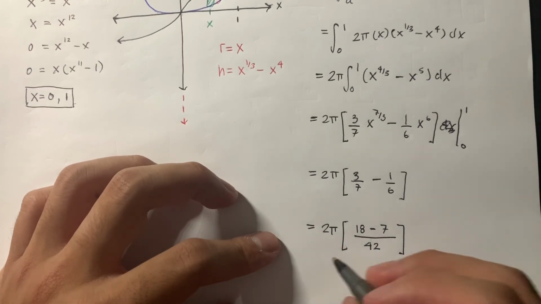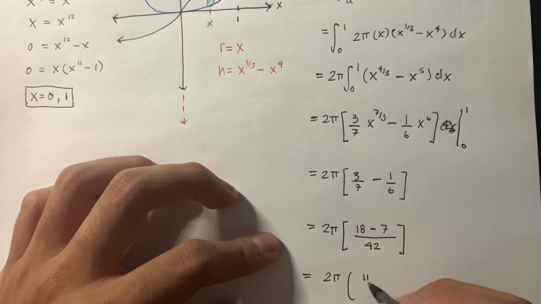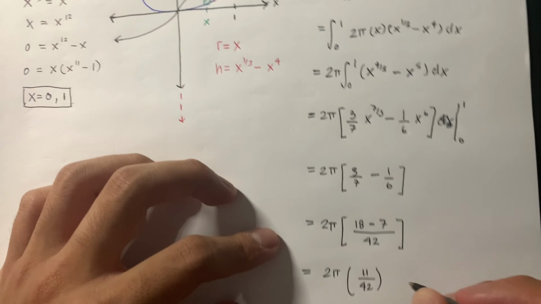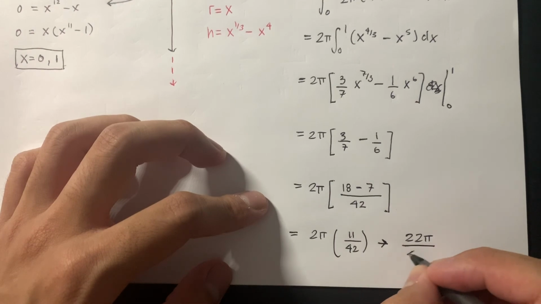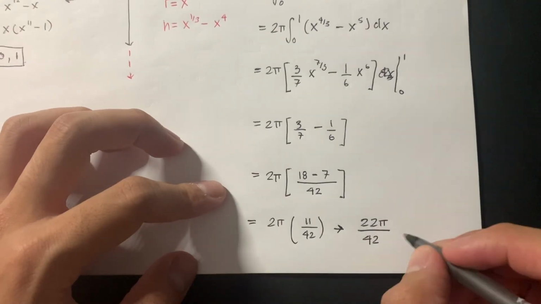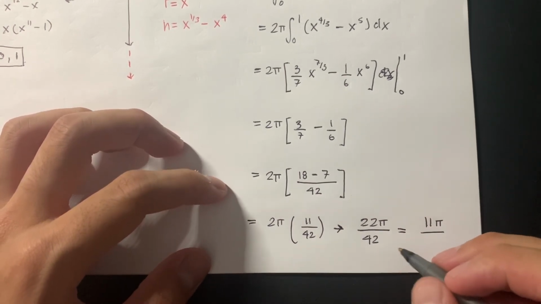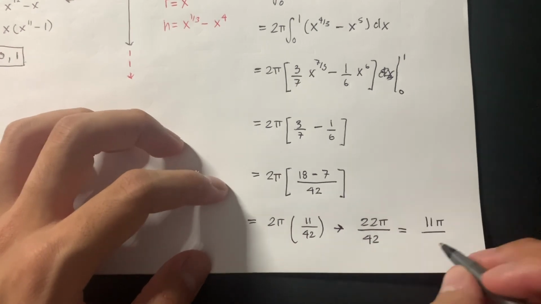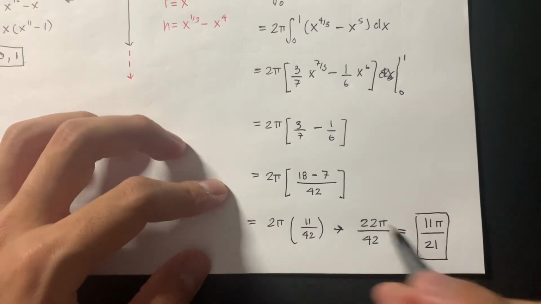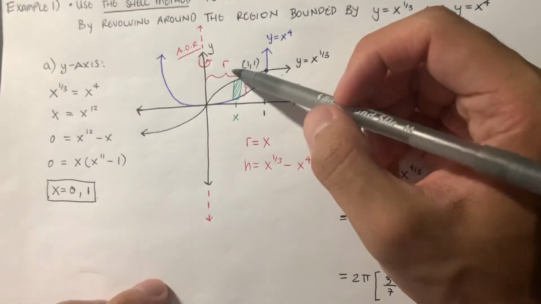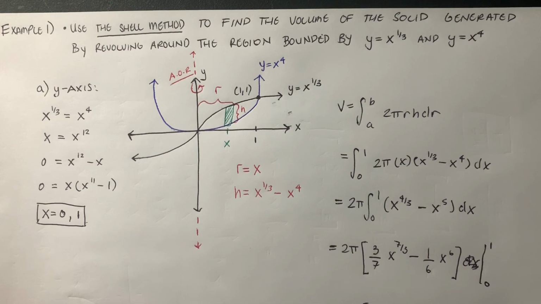Now when we calculate that, it equals 2 pi times 18 minus 7, which is 11, over 42, which equals 22 pi over 42. Then we divide that by 2 and we get 11 pi over 42 divided by 2, which comes out to 21. And there you go. That is the volume of the region that we rotated around the y-axis with the rectangle. It's as simple as that. Now we can move on to the next problem.